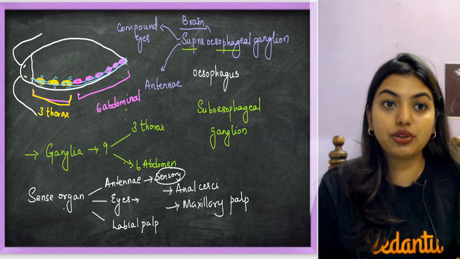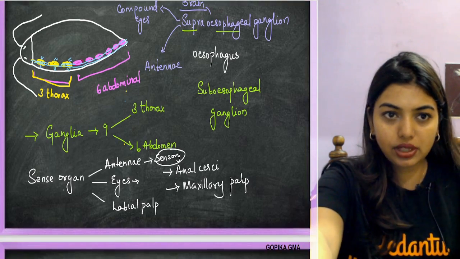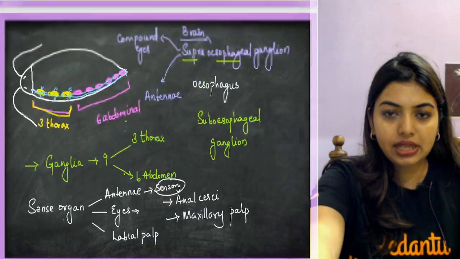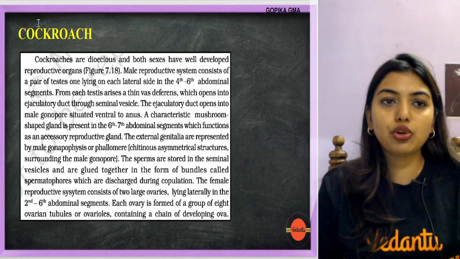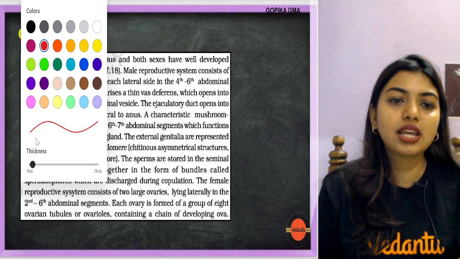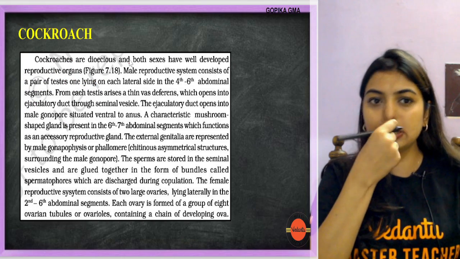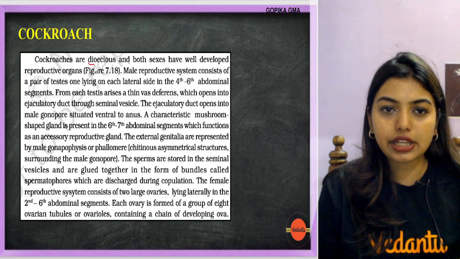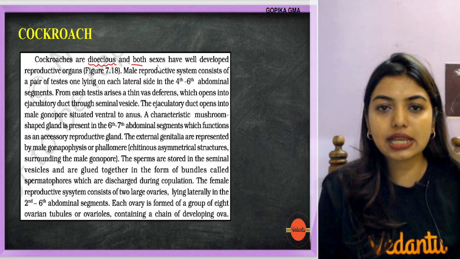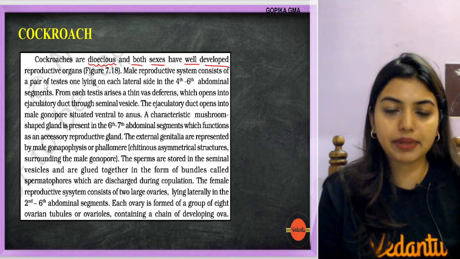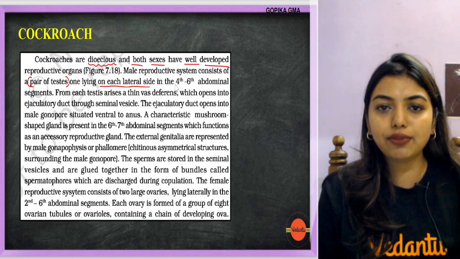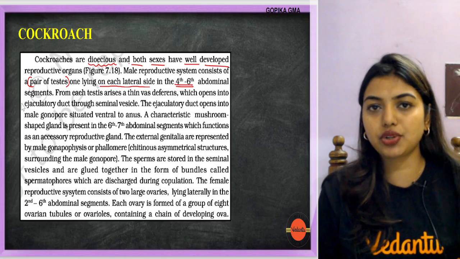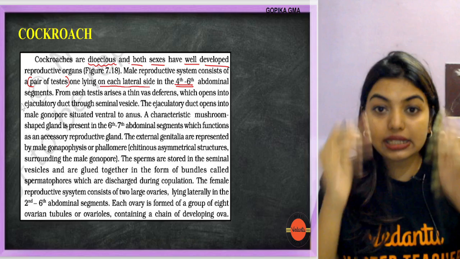Now we are going to go into the very, very important portion, that is your reproductive system. I want all your focus here, otherwise you're not going to understand this. You need to focus here to understand this very well. Look here, cockroaches are dioecious. That is, both the sexes are well developed and they are separate. The main reproductive system consists of a pair of testes, one lying on each lateral side in the 4th to the 6th abdominal segments. So where are they lying? In the 4th and the 6th abdominal segments.